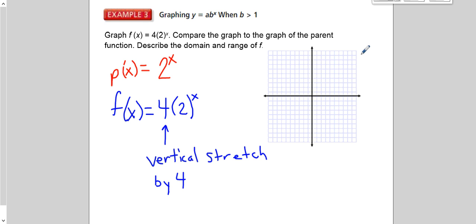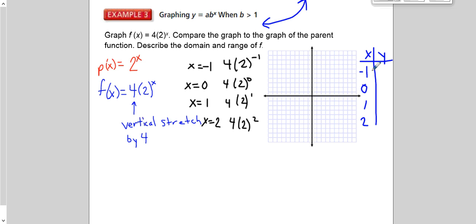To make our graph, we're going to make a table of numbers and graph our points. You can also go to Desmos. So we want to try at least one negative number, a 0, and at least one positive number. Okay, these are both positive, so it's definitely going to go up to the right. So it's going to kind of look like that. You put them in and you find your points.